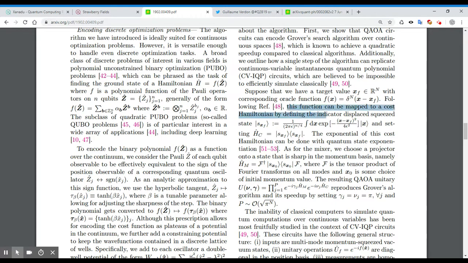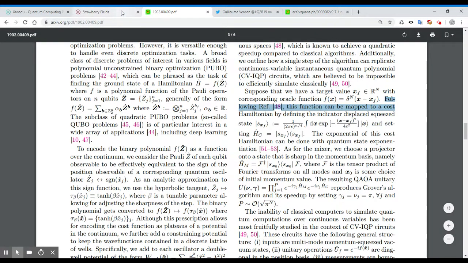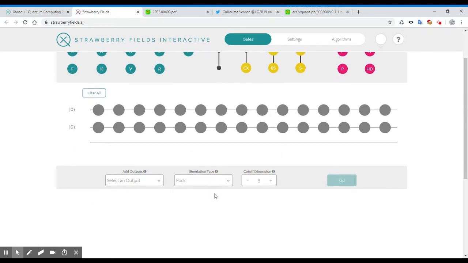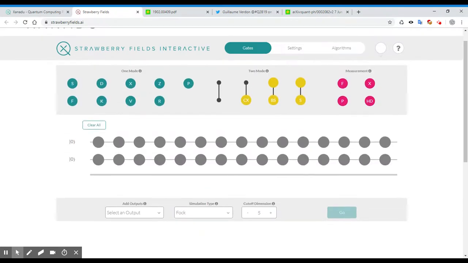This function can be mapped to a cost by defining the indicator. Okay, so maybe here there's a bit of intuition for how to build that function, because that's what we want to do. We want to start with a wide Gaussian. I don't know how to do that, so I'm really just guessing around this right now. So just in case, I'm gonna stay with the Fock simulator, because I assume that it's the one that allows us to simulate all the operations. Maybe Gaussian will be enough.